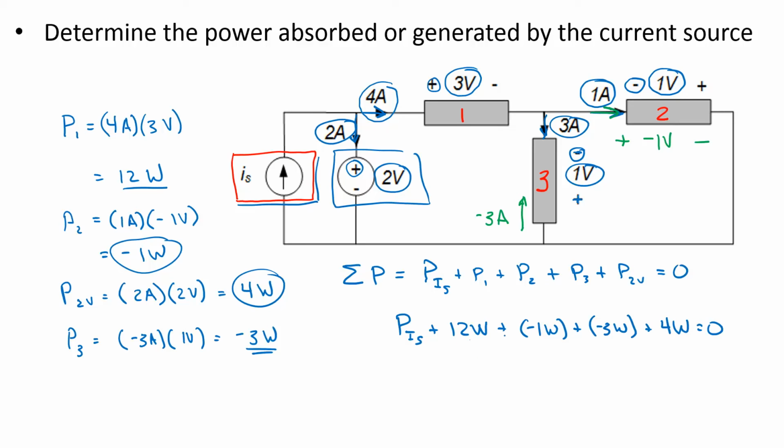Let's see, 12 watts plus 4 watts minus 4 watts is 12 watts. So PIS is equal to negative 12 watts. And the current source is generating 12 watts because that's negative.